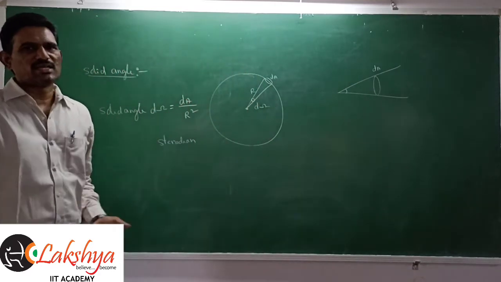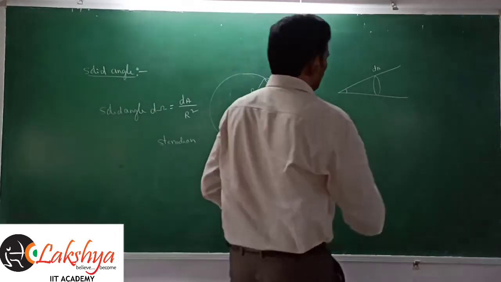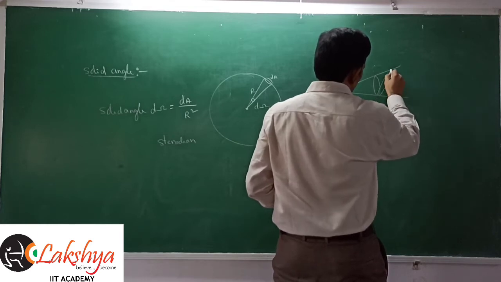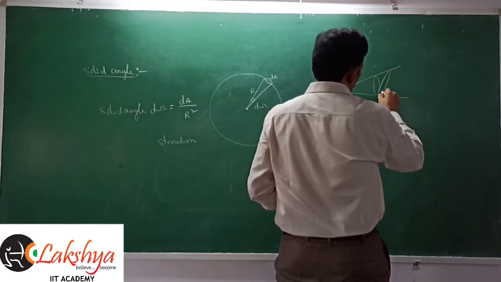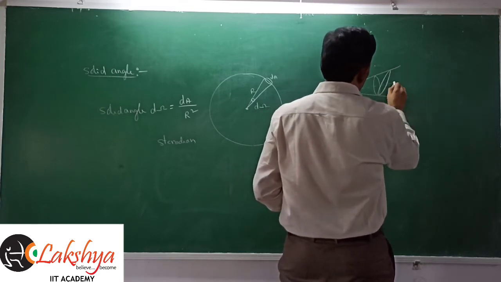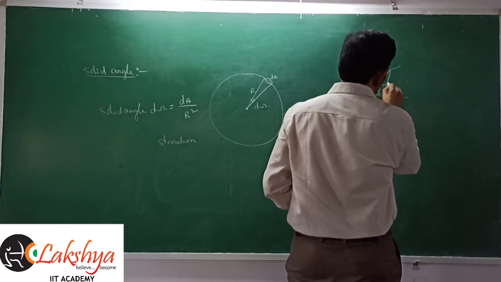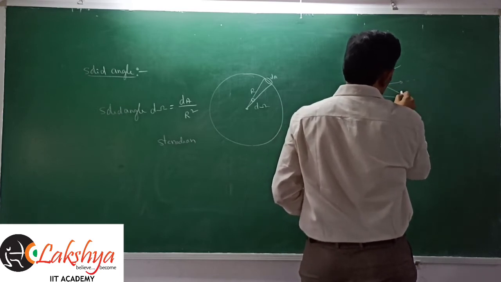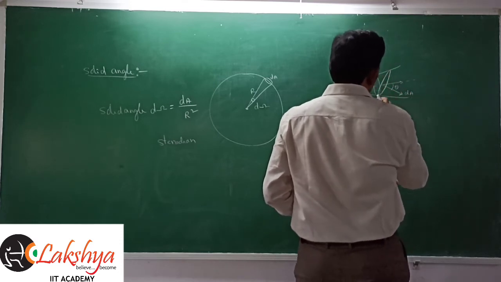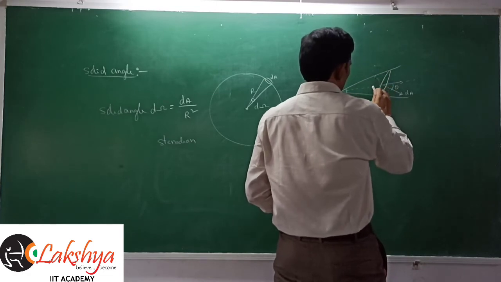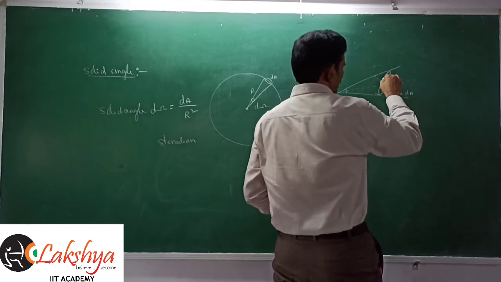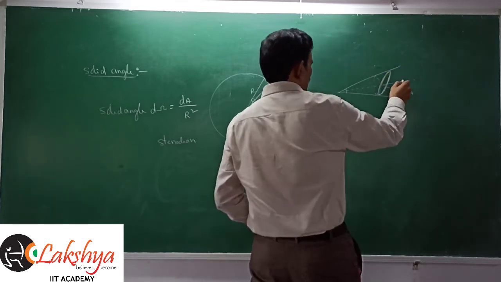If suppose that area is not like that, instead of this, I am taking the area element like this, such that it is not normal to the radius. This is the normal here. Now this dA is making a certain angle theta. That means we are taking a small area element like this, which makes an angle theta with this normal.